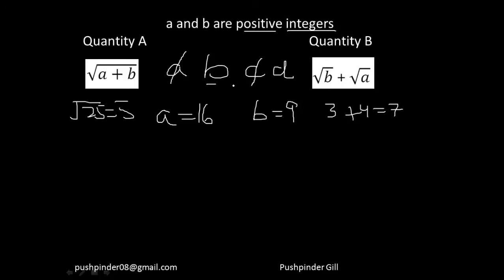Now let's try to pick up another set of values. Since they are both positive integers, why not I give both to be 1? Now if I give both to be 1, this becomes root 1 plus 1, that is root 2, which is 1.4 something. And what is this? Root of 1 plus root of 1, which is what? 2. Still B is greater than A. Right? So now what should I be doing?